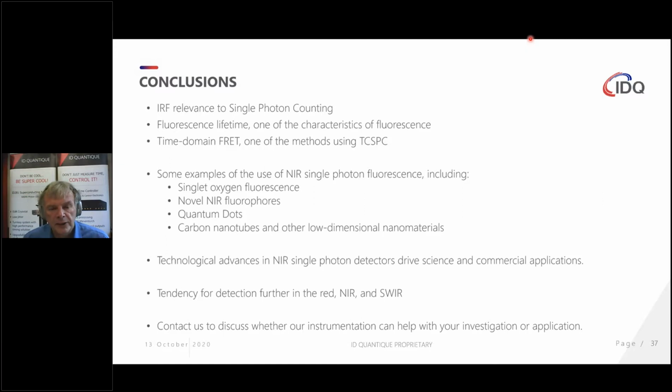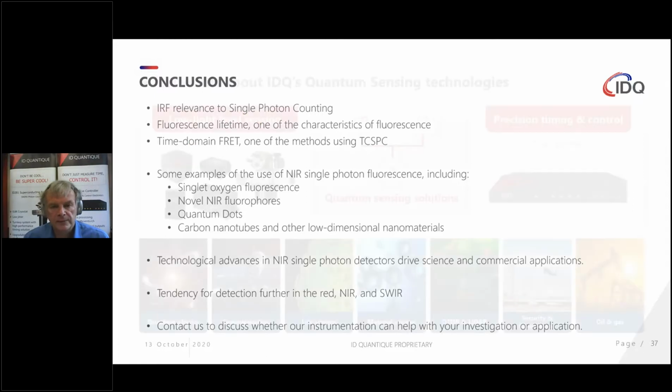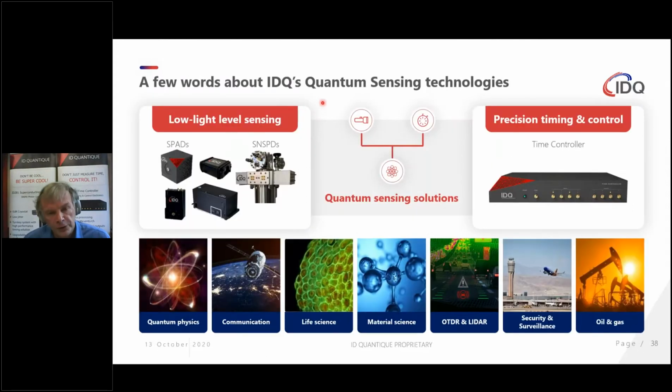Oh, a few words about quantum sensing. As I already mentioned, we combine our detectors, which are on the left-hand side, with our electronics to provide quantum sensing solutions. And there is a wide range of applications. It can be in quantum physics in the laboratory, in life sciences, material sciences, but also we're using it a lot in communication and other applications, like in OTDR, security sensing, and oil and gas.